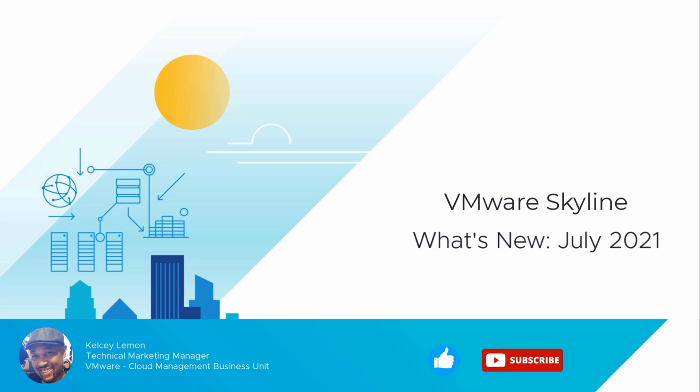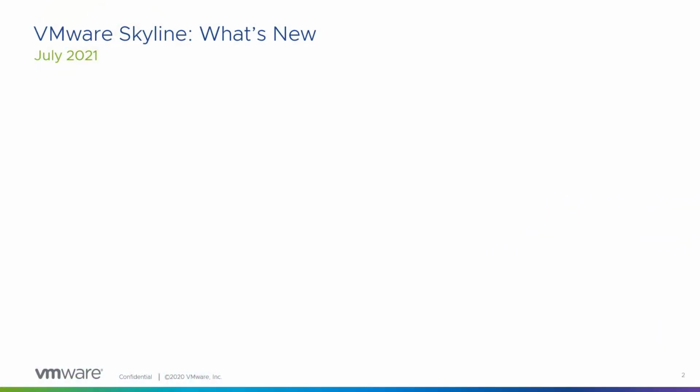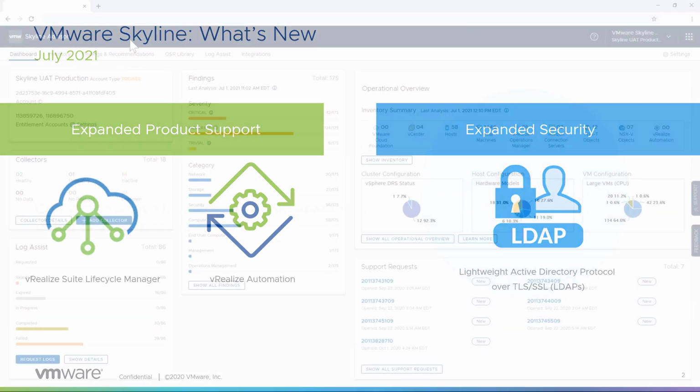I'm excited to talk about everything that's new in the latest release of VMware Skyline. It's feature-packed, and it requires that you be on the most current version of the Skyline Collector, which is 2.8 that recently launched. At a high level, this update extends Skyline's list of supported products to include vRealize Suite Lifecycle Manager and vRealize Automation. It also introduces more secure authentication controls through its implementation of lightweight Active Directory protocols over TLS, SSL, otherwise known as LDAPs.